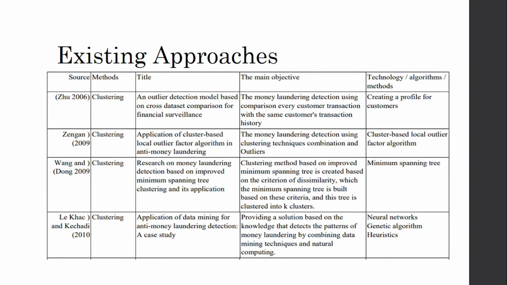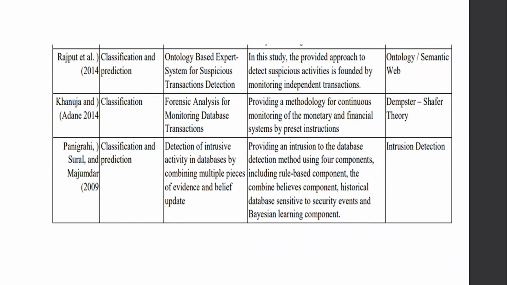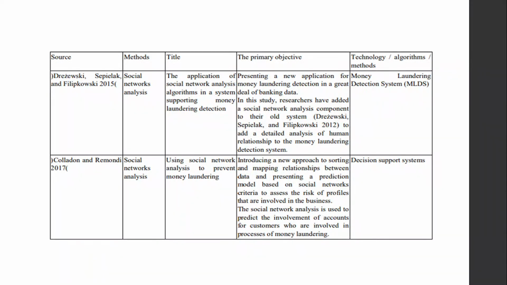There were a number of approaches which are already present in the existing system, something like clustering implementation, classification and prediction. So these were all the different implementations that have been already done. Okay. With the number of titles and their objectives, their algorithm implementation might be different. But the only disadvantage is accuracy level.